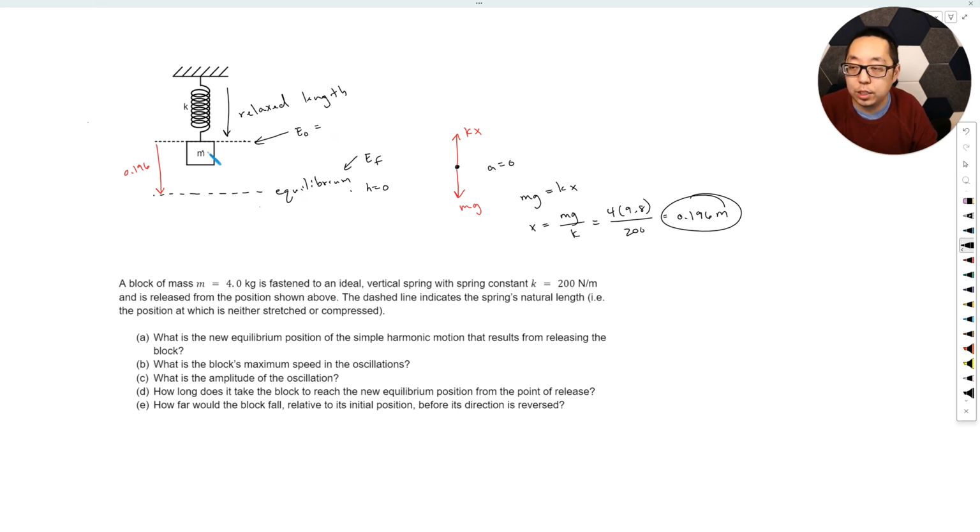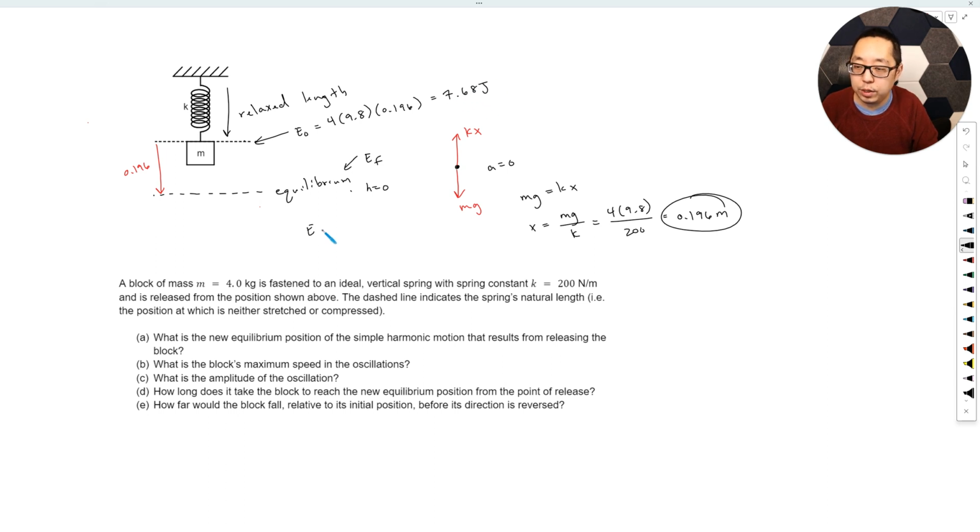So we look at the initial energy here. Do we have any kinetic energy? No, we released it from rest, so no kinetic energy. Do we have any gravitational potential energy? Well, if this is h equals 0, we do have gravitational potential energy. For mgh, this is m, this is g, and what's the height? 0.196. Because we're saying that this is h equals 0, the equilibrium position. Any spring potential energy? No, because at this point the spring is at its relaxed length. It's not stretched at all, so the x is 0. So this is how much energy we start with. 4 times 9.8 times 0.196. That's going to be 7.68 joules.